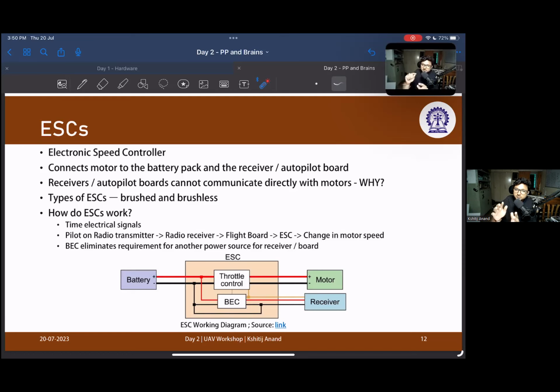So this is a brush DC motor. You just have two terminals coming out of it. One is positive, one is negative. You attach it to the battery. Now there are carbon brushes inside, right? And then it is attached to a commutator, and it spins the DC motor. So this is a brush DC motor.